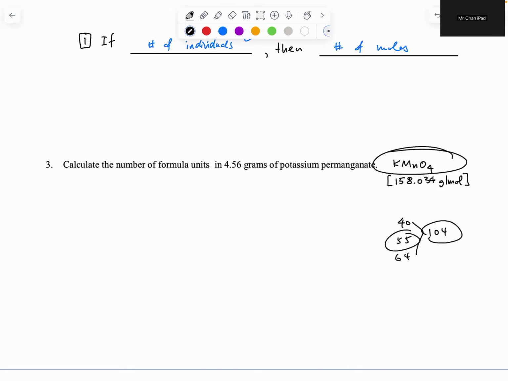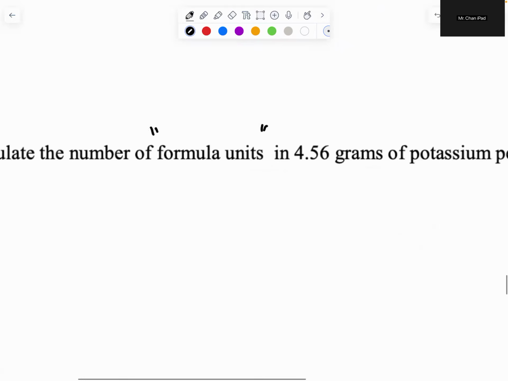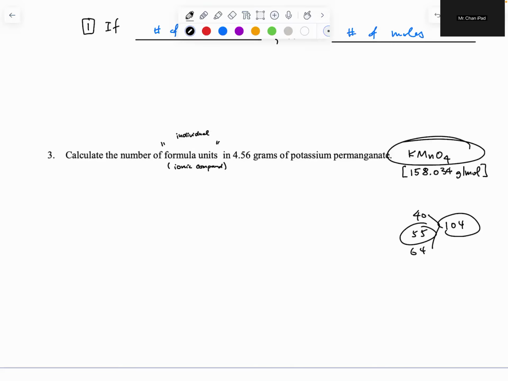All right, now here we have a little vocab. It's called formula units. Formula units is just a way to address any kind of ionic compound, because they are not molecules. Molecules are exclusively covalent. So formula units are the name of each individual for ionic compounds.